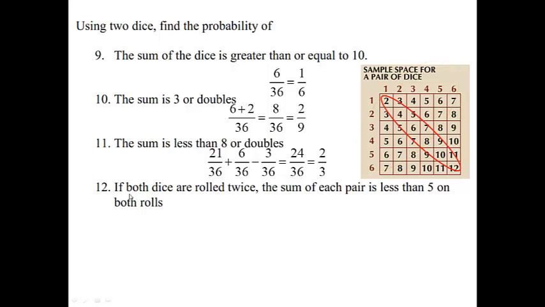If both dice are rolled twice, the sum of each pair is less than 5 on both rolls. So you're just going to do it twice. So less than 5 would be 6 ways. That's the first roll. And then the second roll, and, right? Both means you're going to do it again, and it's also going to be 1/6. So 1/6 times 1/6 is 1 over 36.